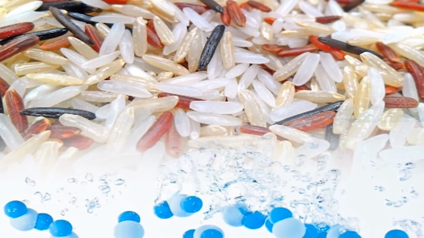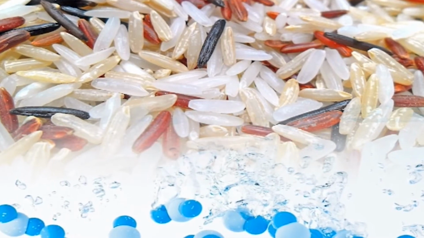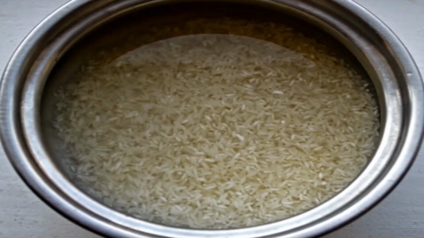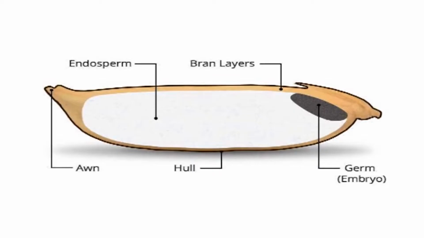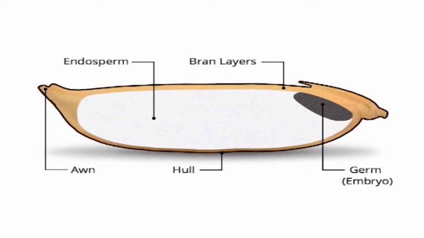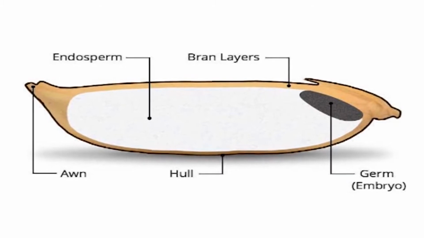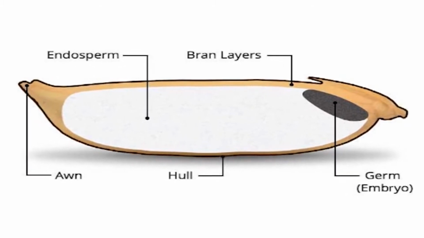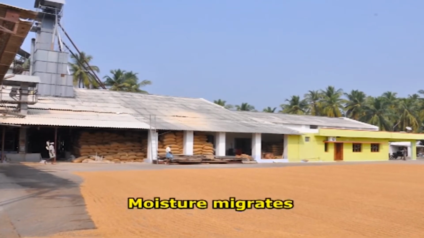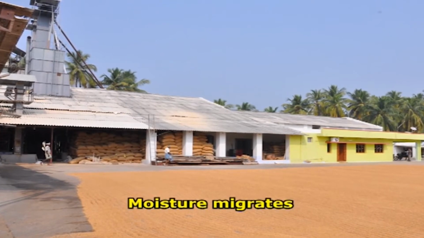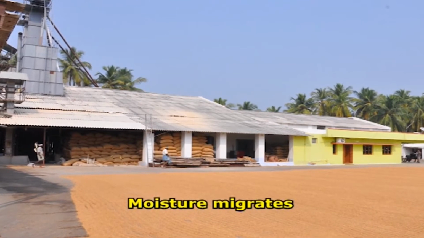Temperature in the atmosphere heats the water molecules present in the seed and converts them into water vapor. This water vapor diffuses from the seed surface to the atmosphere. When the water vapor near the seed surface escapes into the atmosphere, it creates a low pressure at the surface which is filled by water vapor from inside the seed. Thus, the moisture migrates to the seed surface and slowly escapes into the atmosphere. This phenomenon is called drying.